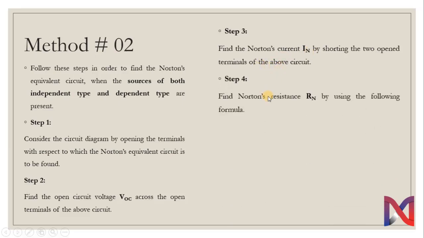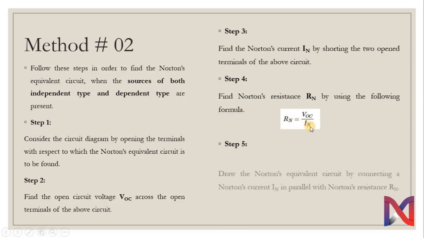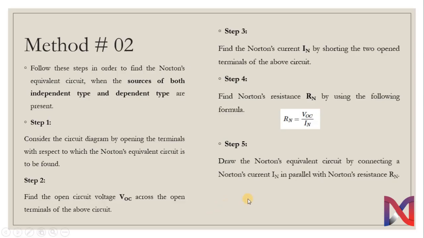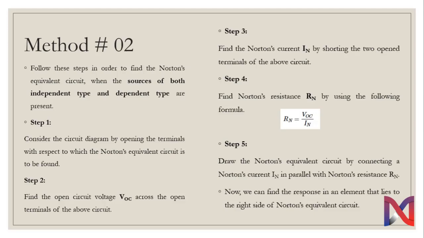Step 4 is then finding the Norton resistance Rn through using the formula Rn is equal to V open circuit divided by Norton current. Step 5 is drawing the Norton equivalent circuit by connecting Norton current in parallel with the Norton resistance. After that, you can find the response in an element that lies to the right side of the Norton equivalent circuit.